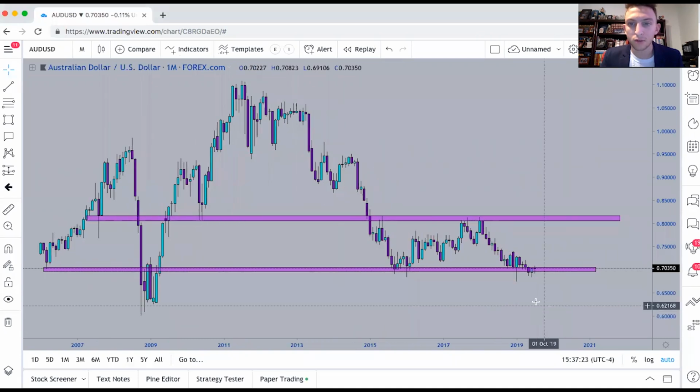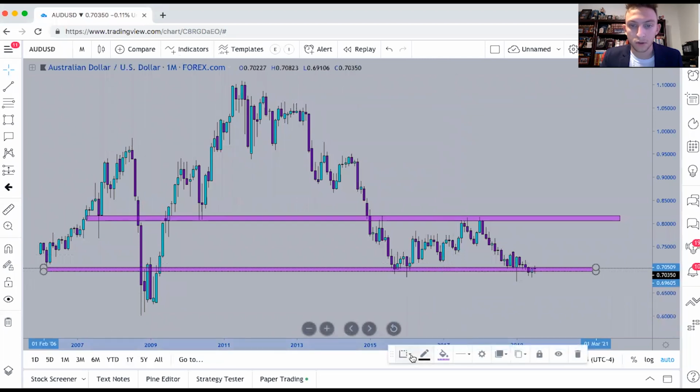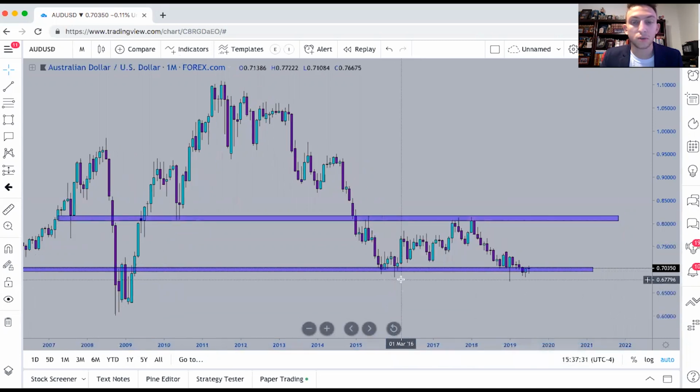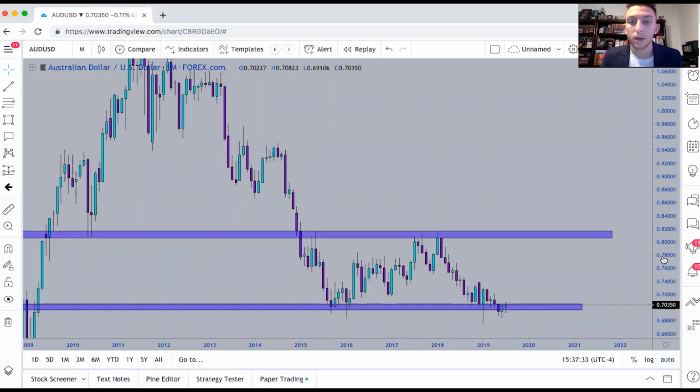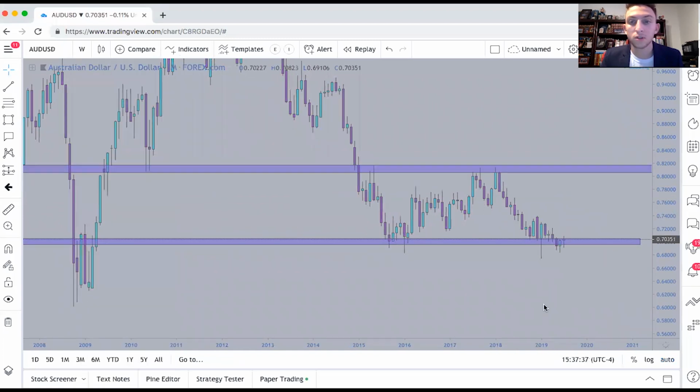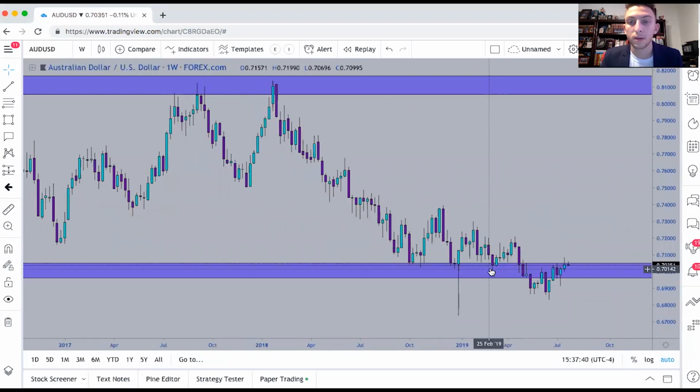And we can go down to our weekly time frame now. Let me just go ahead and fix this up a little bit. I always like to color code my zones so that I know which time frame I got that zone from. So blue is for my monthly zones. We're going to bring this down to the weekly time frame now.